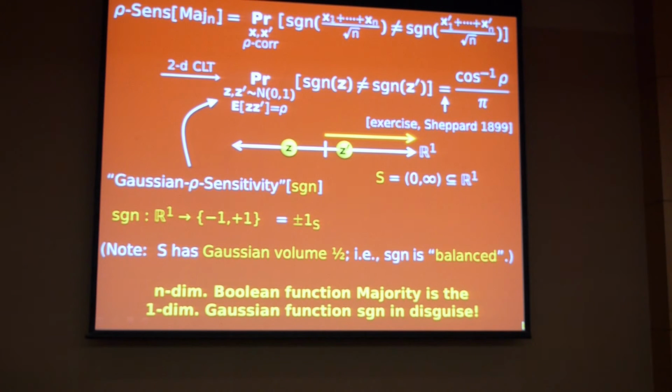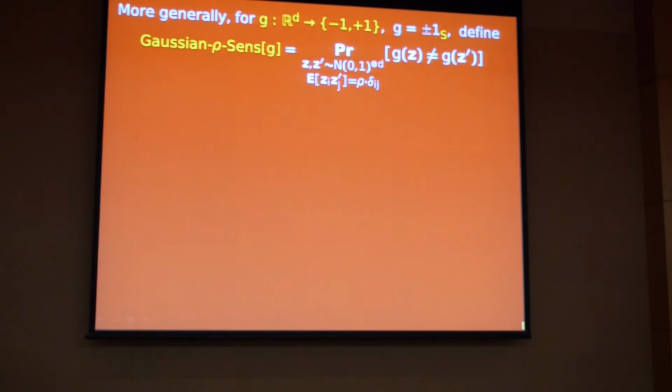Just to make it look even a little bit more familiar, see this positive half line here has a Gaussian volume of half. A random Gaussian is inside the positive half line with probability of half. In other words, sine is balanced as a Gaussian function. Its Gaussian expectation is 0. We can generalize this idea of the majority function being the disguised version of the sine function.